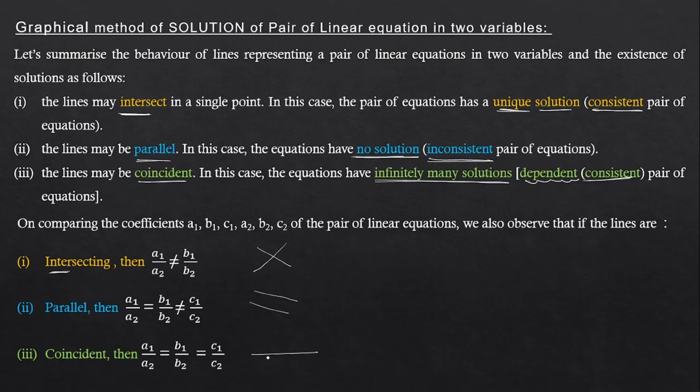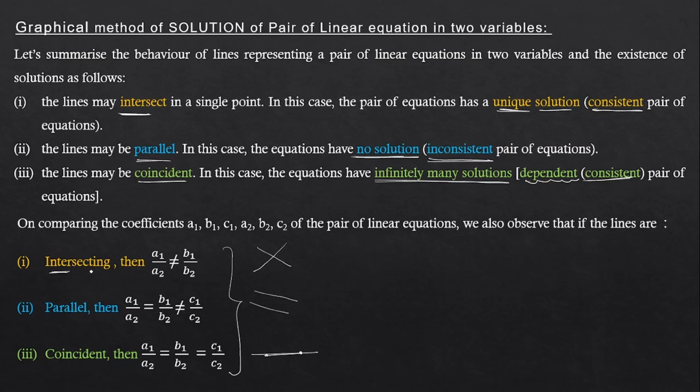Similarly, if we have two coincident lines, that means we have exactly the same line, but maybe their coefficients are different. Then what will be the relationship between the coefficients? The x and y coefficients and the constant terms are all going to be equal in the case of coincident lines. That is, a1 by a2 is equal to b1 by b2 is equal to c1 by c2. Very important concept that you must learn before you start attempting your questions.